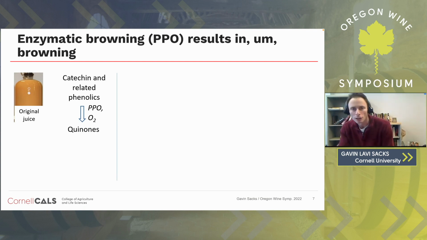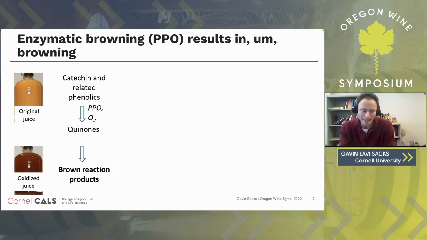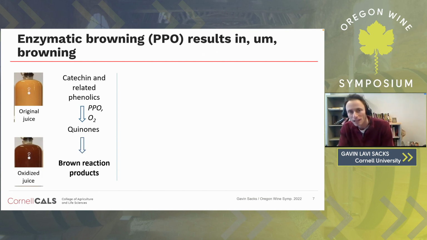These will undergo enzymatic oxidation to form these oxidized phenols called quinones. Those quinones then are highly reactive. They can react with other phenolics and form a range of diverse brown products. And so you start off with nice looking juice and it gets thoroughly oxidized, and now it's starting to look like dilute molasses.